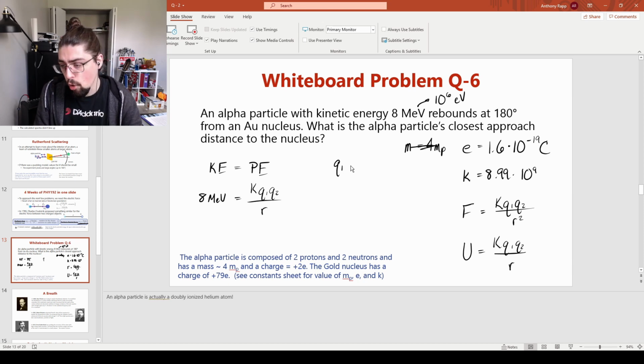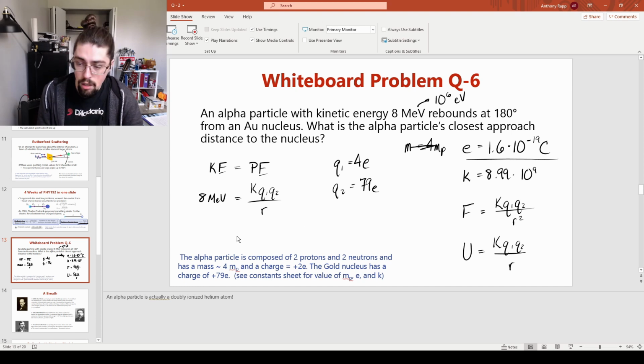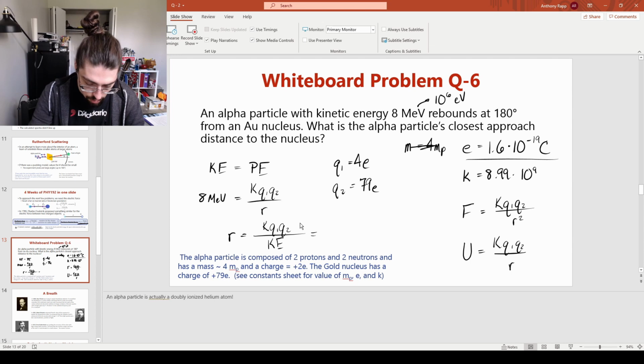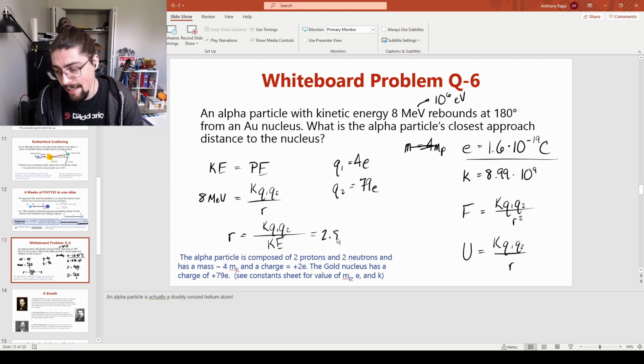Q1 is going to be 4 times this number E. Q2 is going to be 79 times this number E. K is that value that we've got from here. Plug it all in together. R is equal to K, Q1, Q2 divided by that kinetic energy. Plug in all of those numbers together, and what you get out on the other side is something like, where did I write this? On the other side of this page. 2.84 times 10 to the negative 14 meters. A very tiny amount.